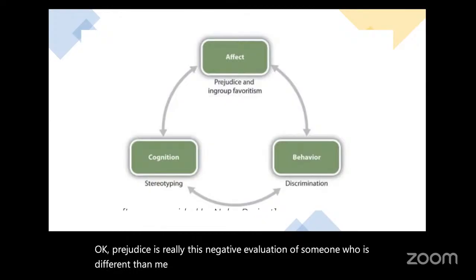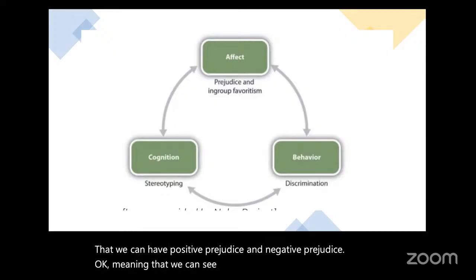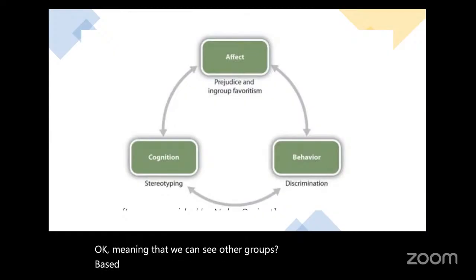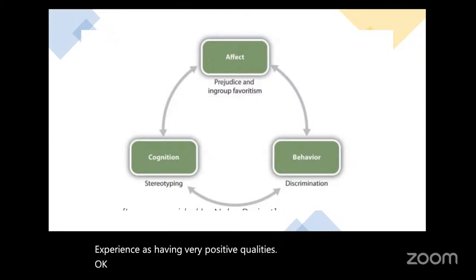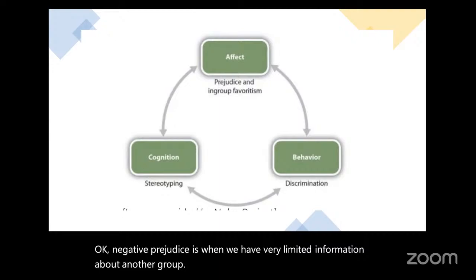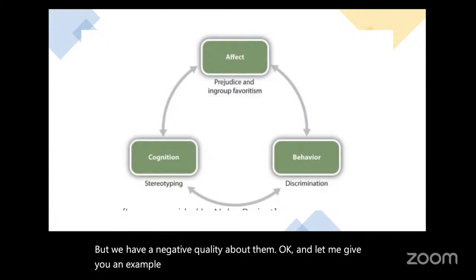Okay. Now, it should be noted that we can have positive prejudice and negative prejudice. Okay. Meaning that we can see other groups, based on limited experience, as having very positive qualities. Negative prejudice is when we have very limited information about another group, but we have a negative quality about them. Okay. And let me give you an example that is commonly used.